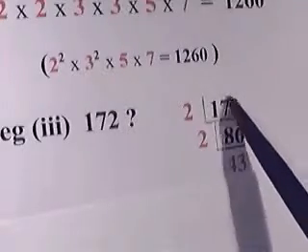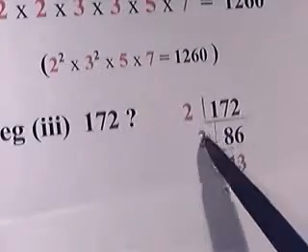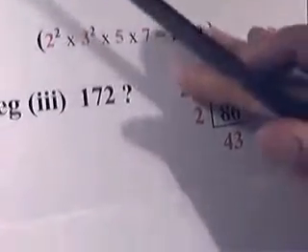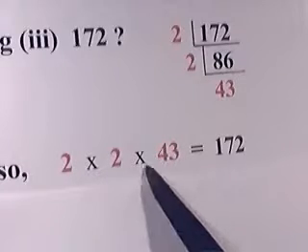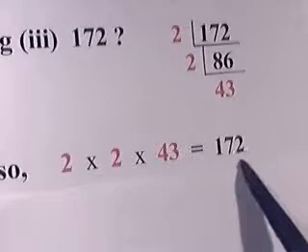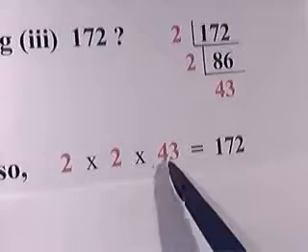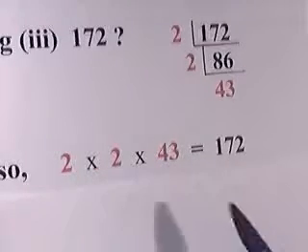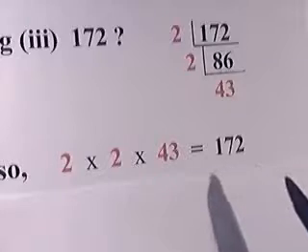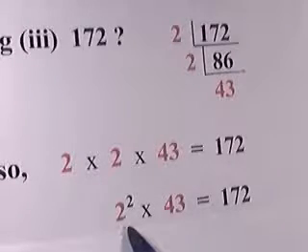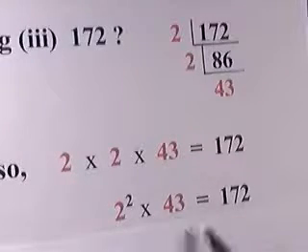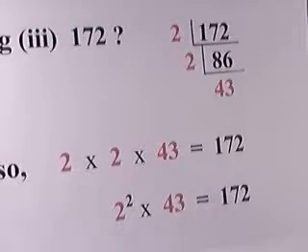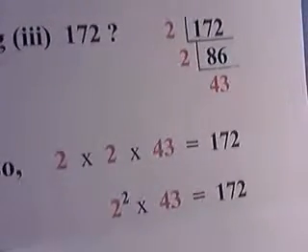So I have now broken up this 172 into a product of its prime factors, and there they are. 2 times 2 times 43 is 172. So these are all prime factors, all the prime factors of 172. Sometimes it's written like this: 2 to the power 2, because there's 2 of those being multiplied together, times 43 is 172.